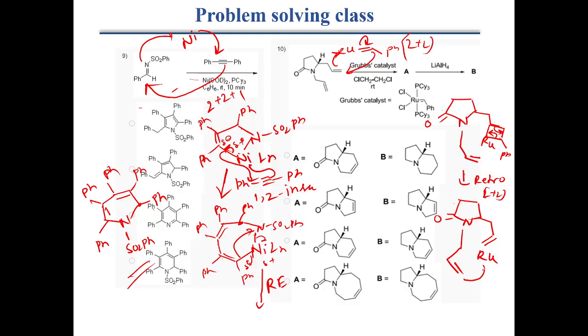This will react here and this will react here. This will give 1, 2, 3, 4, 5, 6, a 6 member ring.